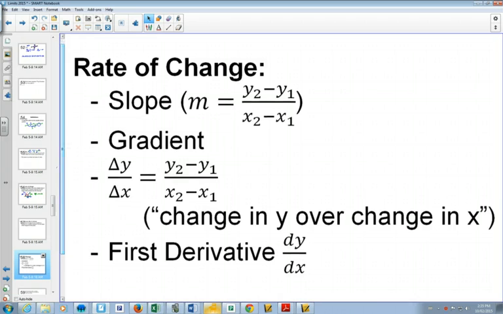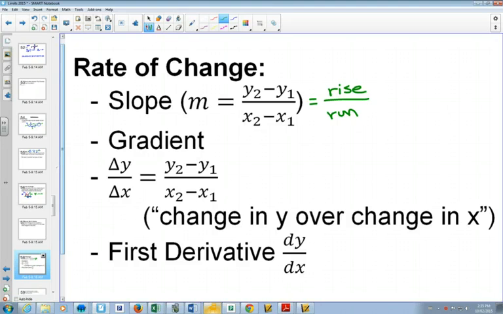And then we have all of these different ways of writing rate of change. You've dealt with it most in the past as slope. Here's your slope formula, right? Sometimes you just remember this as the change in the y is your rise, and the change in your x is your run.